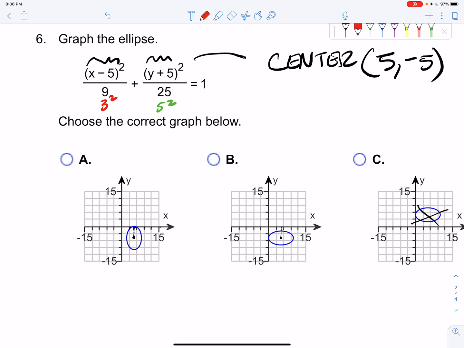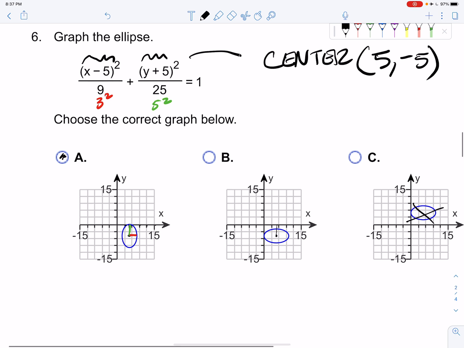So what I need here is, in fact, you can even now say that this ellipse is going to be taller than it is wide, because look at the y component is 5 and the x component is 3. It's going to be taller than it is wide. So it looks like A to me. It looks like it goes to the right 3 and to the left 3, and it also goes up 5 and then down 5 to get our points. And so A is going to be the correct solution.